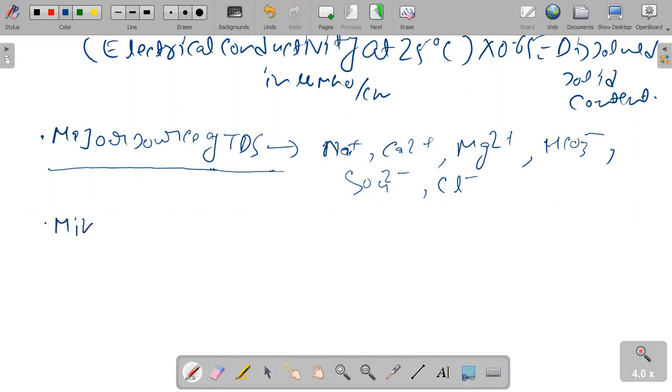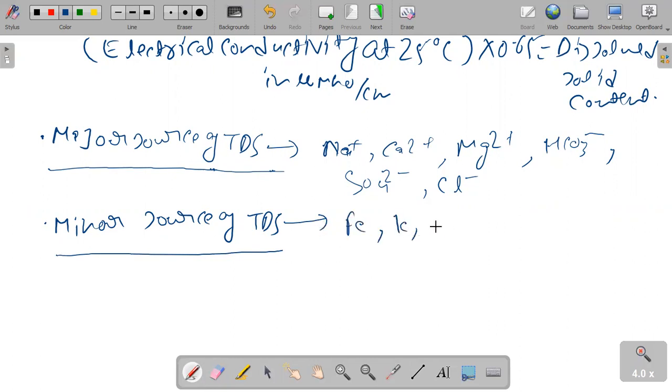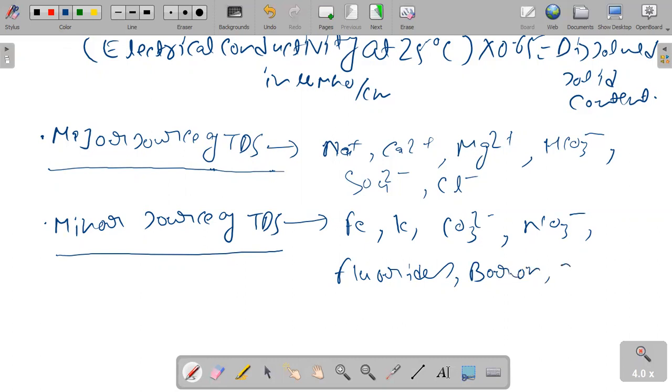The minor sources of TDS are Fe, K, CO3 2-, NO3-, fluorides, boron and silica. Okay, so this is all about total dissolved solids.